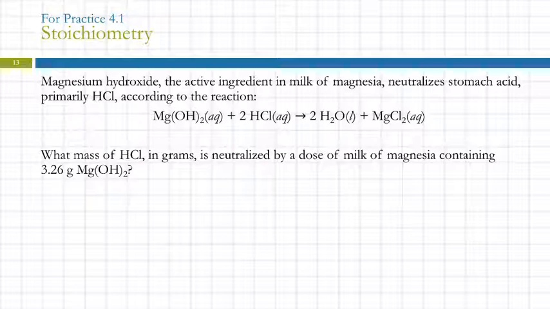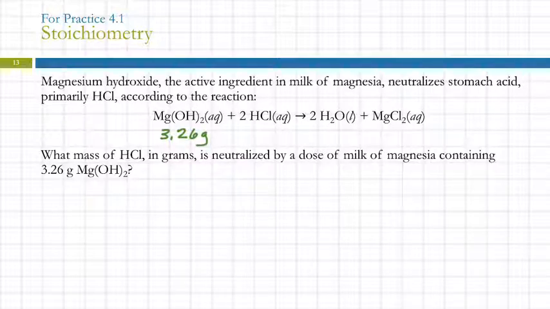So there's a bunch of words in this problem. We want to focus on the numbers. We always need a balanced chemical equation. So there's our balanced chemical equation, and I'm going to use that to organize the information here. I'm given one number, 3.26 grams of this stuff, so I'm going to write that under that formula.